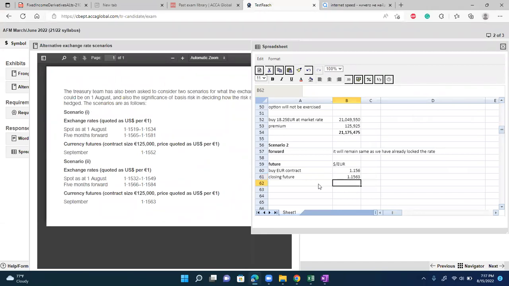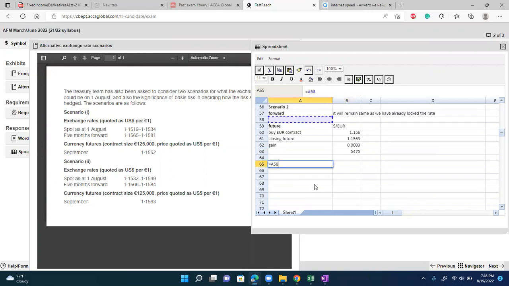The market is at 1.1563. Are we getting a gain or a loss? Please tell me. Guys, it's a gain. How much is the gain? 0.003 into 146 into 125,000. So the gain is only 5475.